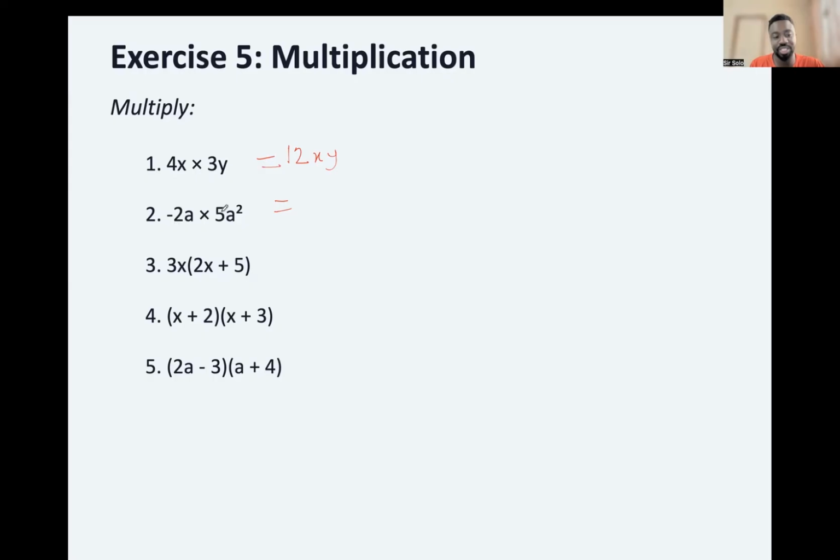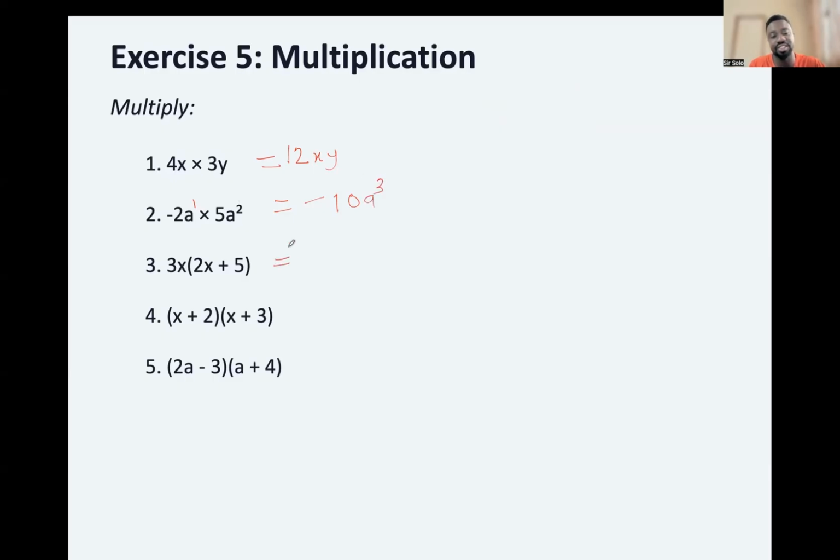Then minus 2a times 5a squared. Minus 2 times minus 5, remember, is minus 10. Then I have a times a squared. And you say a is raised to the power 1, right? So a times a squared, you're going to have a cubed.